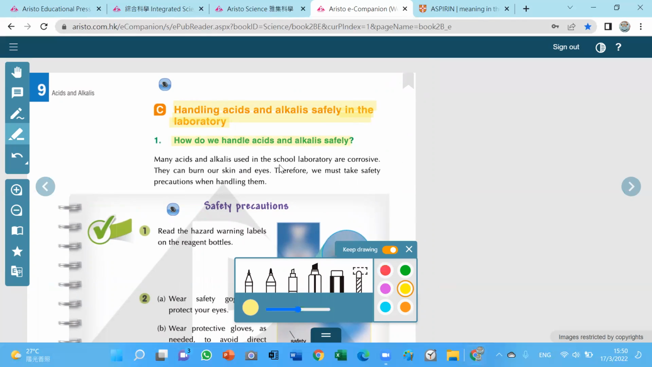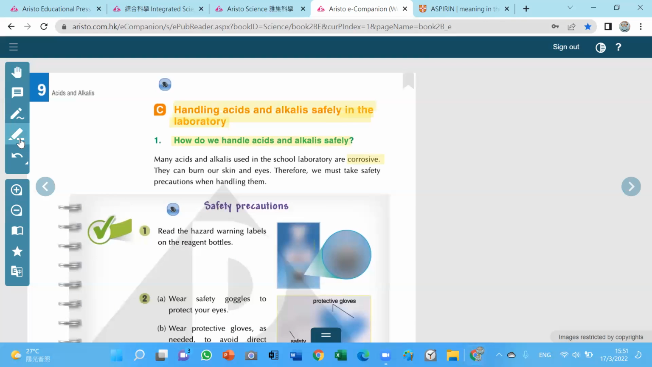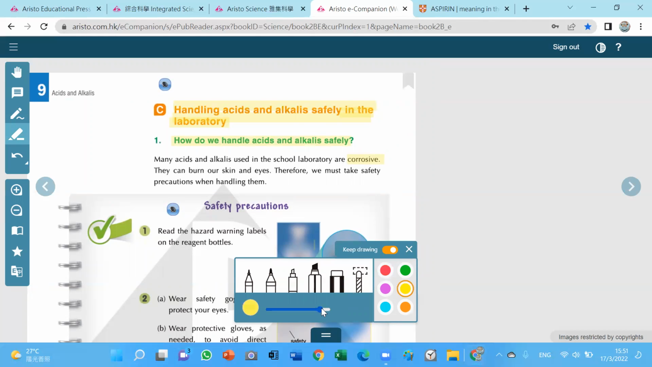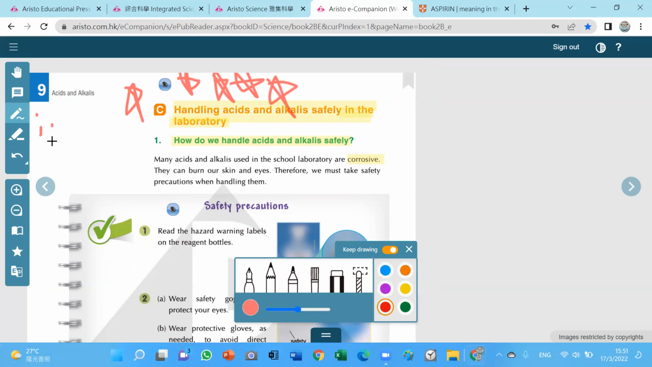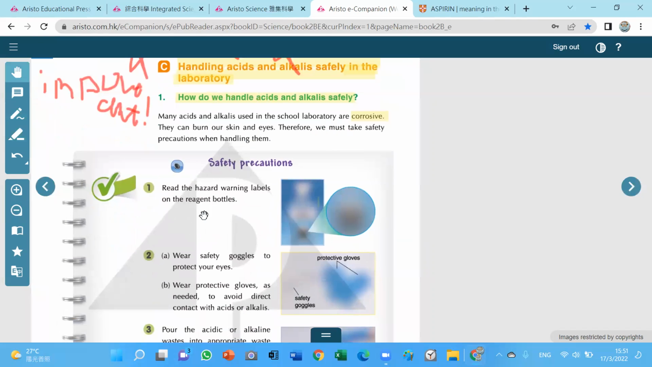So many acids and alkalis used in the school laboratories are corrosive. So they can burn our skin and eyes. Therefore, we must take safety precautions when handling them. So number 1, read the hazard warning symbols. This you must memorize, it will definitely be in the exam. Otherwise, copy it ten to twenty times, at least five times. It's important.